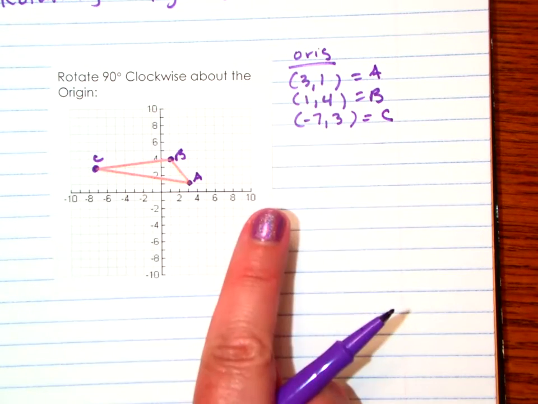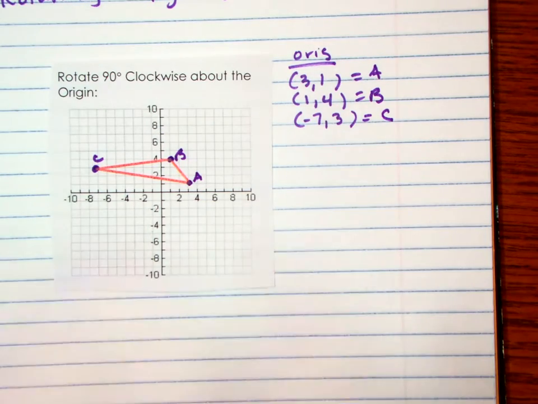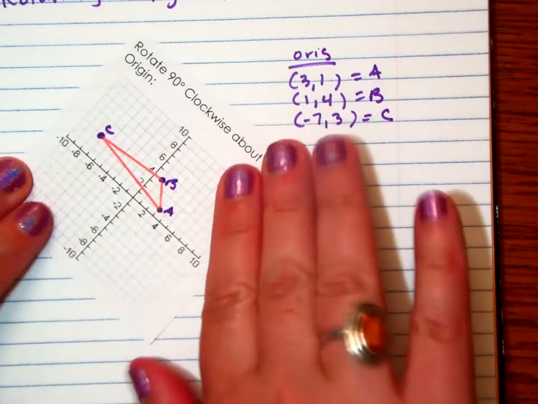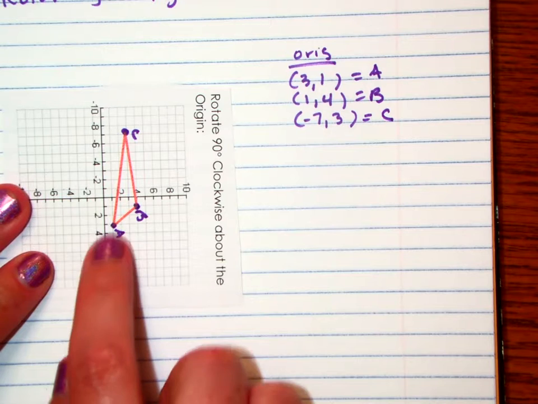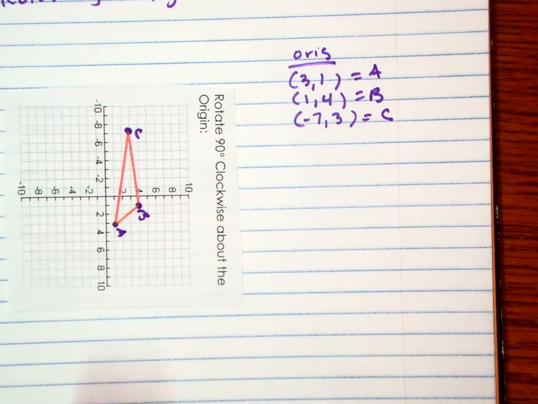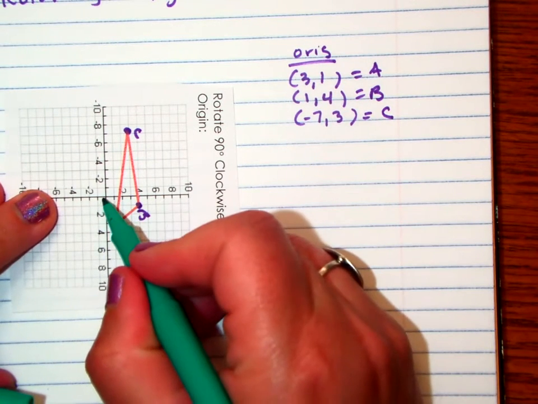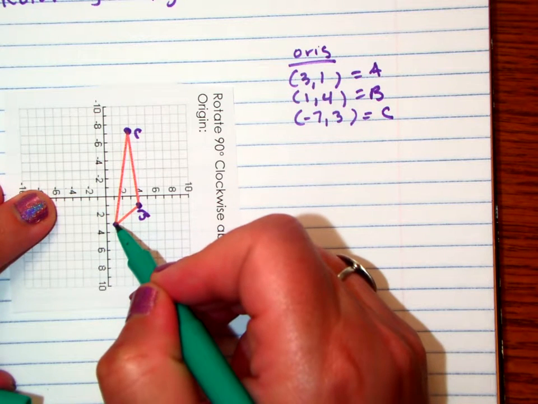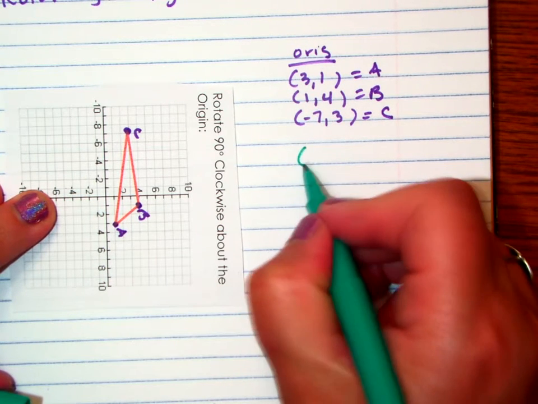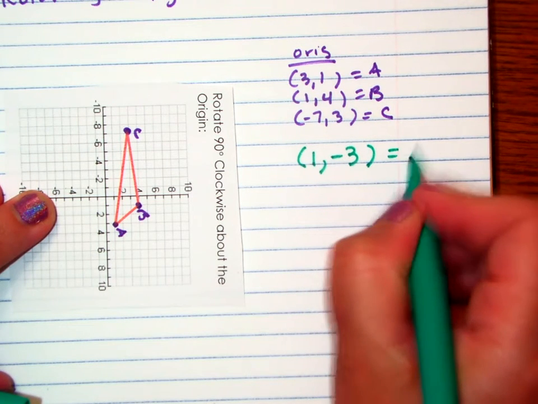Okay, so there are my original vertices, and it says 90 degrees clockwise. Clockwise is the way the clock goes, so this way. Again, I personally prefer to turn the actual paper. So this is going to be my A prime down here. So I'm going to draw the new one down here, at +1 when I went over, and down 1, 2, 3. So 1, down 3, which would mean -3, is A prime.